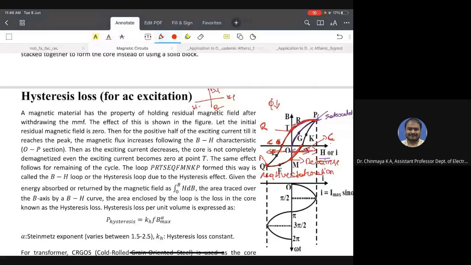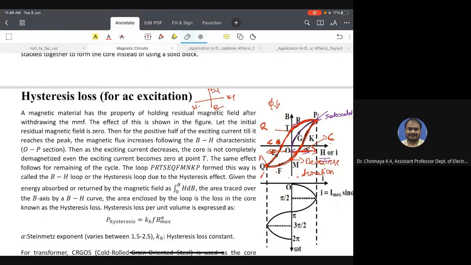Then, let us say you keep increasing again. It will reach the point of saturation, and this point of saturation won't change. It will reach saturation again if you increase the magnetic field or current. So this loop is generally referred to as the hysteresis loop.